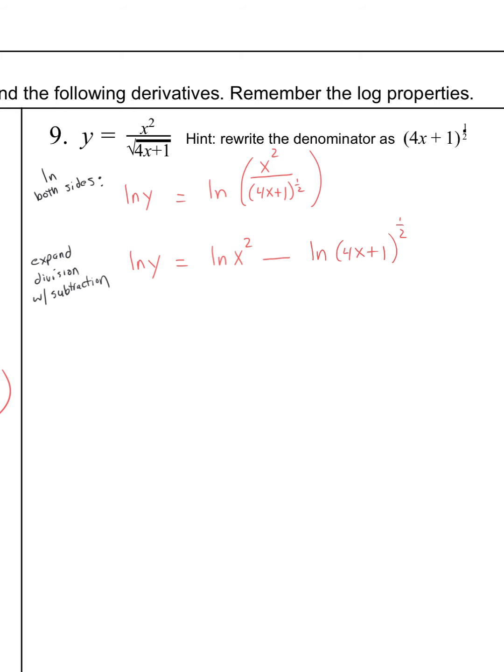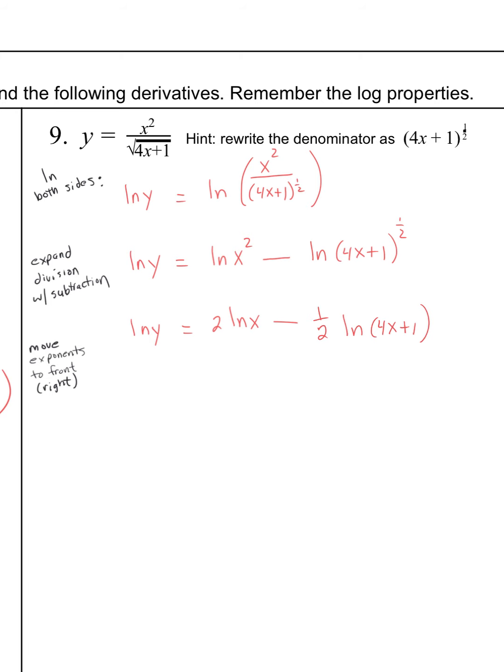The third step is now we can move those exponents. We're going to move exponents to the front, and of course that's only on the right side. The left side stays ln y. Now this 2 goes in front, so that gives us 2 ln x minus, and this 1/2 goes in front right here, so 1/2 ln 4x plus 1.